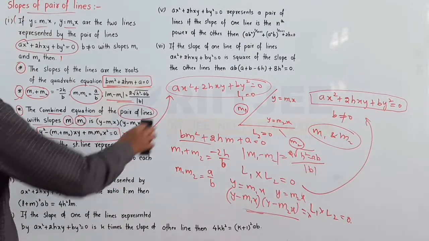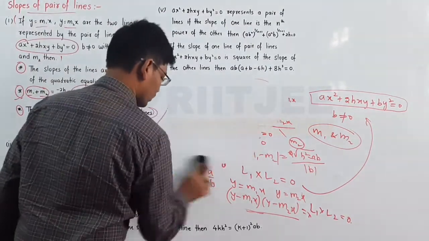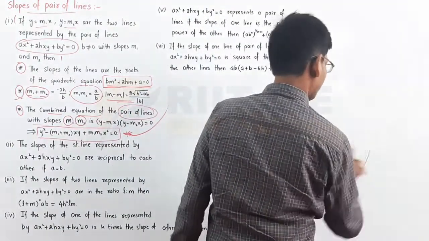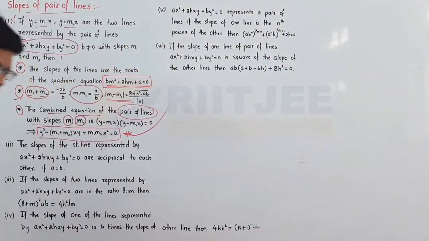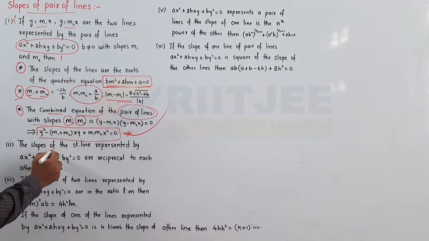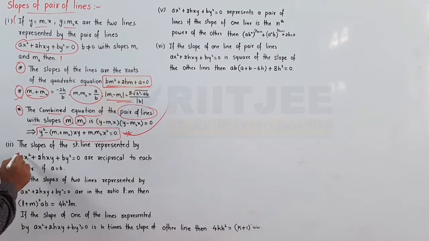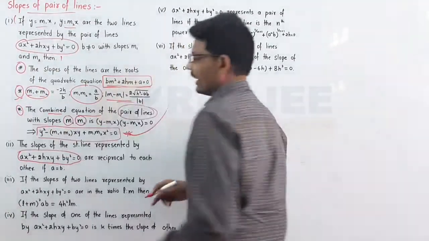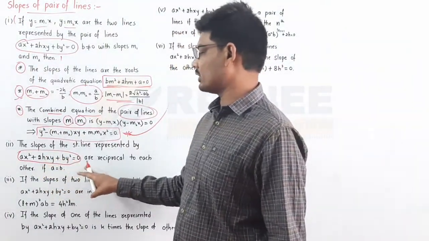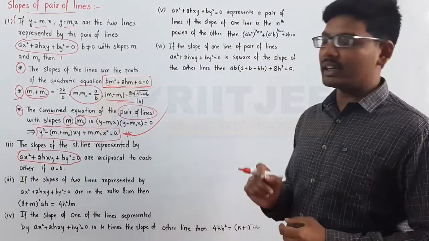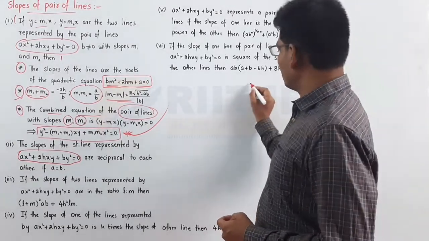And now the next point, the second point: if the slopes of the straight lines represented by the equation ax square plus 2hxy plus by square is equal to 0 are reciprocal to each other, then a is equal to b. Here just understand the point: given is a pair of straight lines.